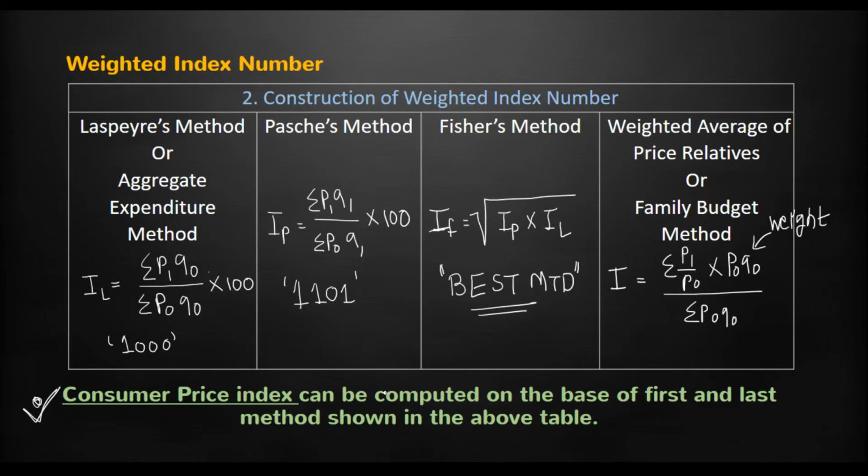Consumer price index can be computed on the base of first and last method shown in the above table. Means sometimes they ask you to find out consumer price index by the aggregate expenditure method. Whenever they say compute the consumer price index and aggregate expenditure method is written, you have to calculate Laspeyre's, and if family budget method or weighted average price relative method is written, you have to use that method.